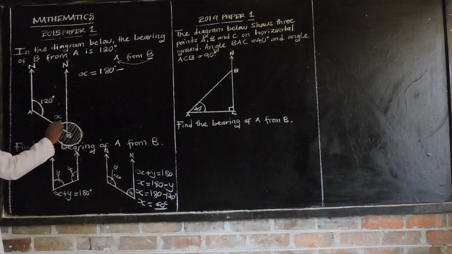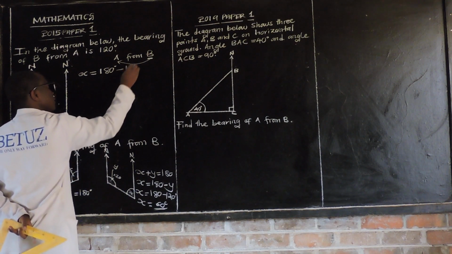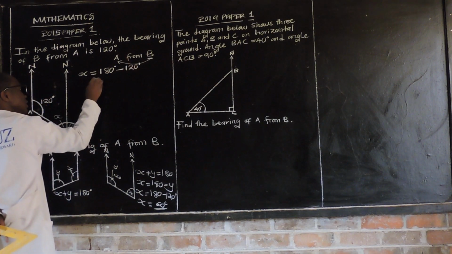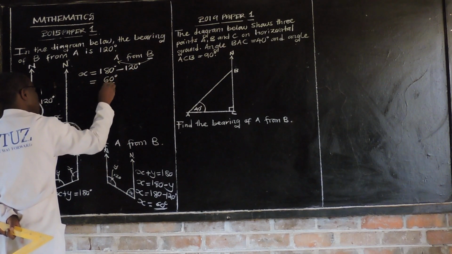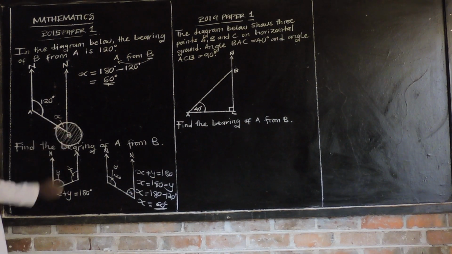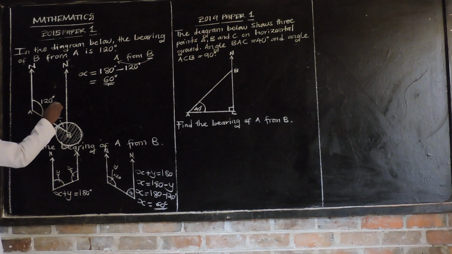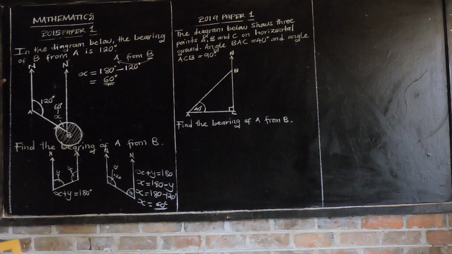What is this angle? So just say 180 minus 120. So 180 minus 120 gets 60 degrees. Okay? So 60 degrees, this is our angle. This one. This is our X. Okay? So X is what? 60 degrees. Okay? Yes. Now this is not our answer.